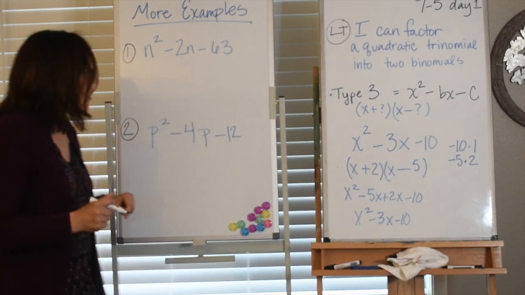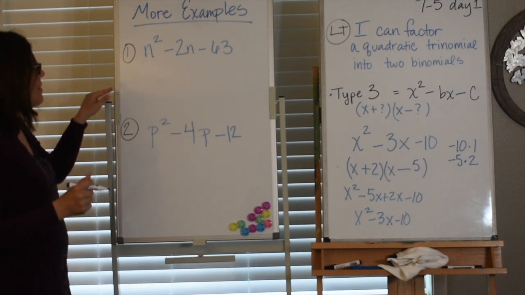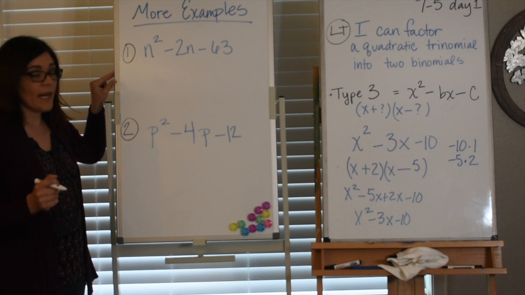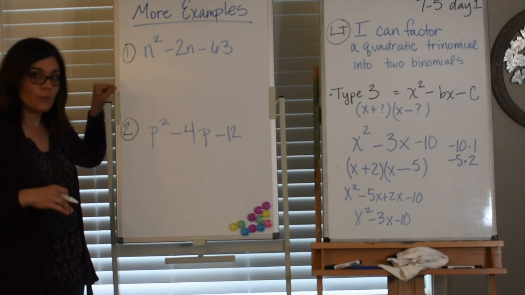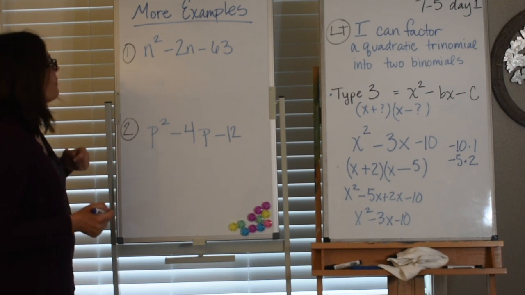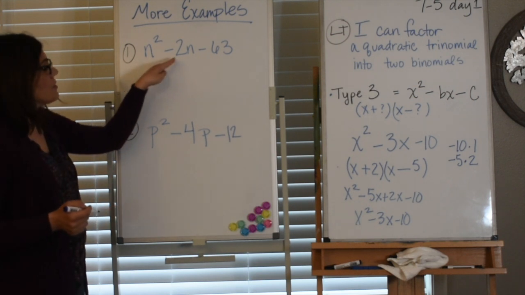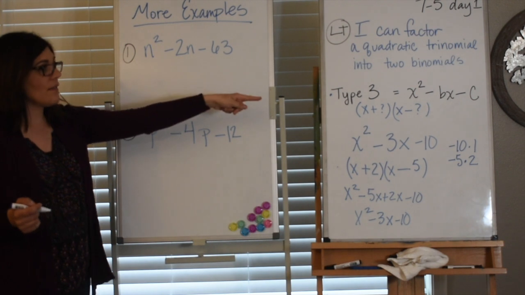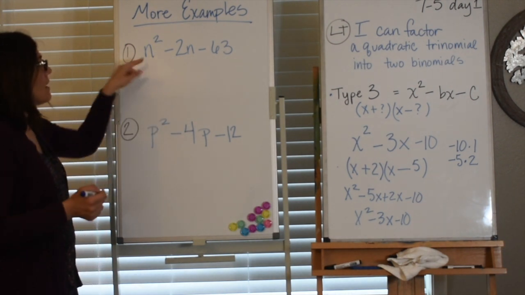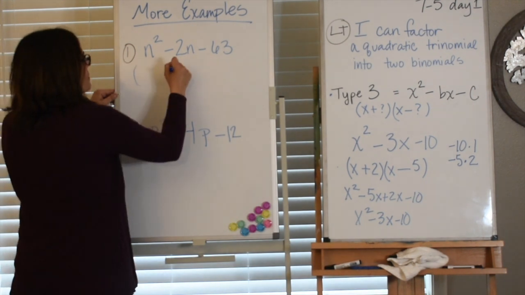So we're going to do a couple more examples of this third type. So go ahead and write these down and try it out. See if you get them right. Pause the video and then resume the video to see what the answer is. Okay, so we have n squared minus 2n minus 63. Again, this is still our type 3 because we've got a negative and a negative. And I know I'm going to set up my binomials like this.